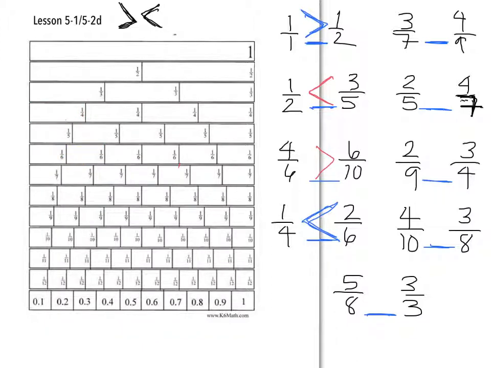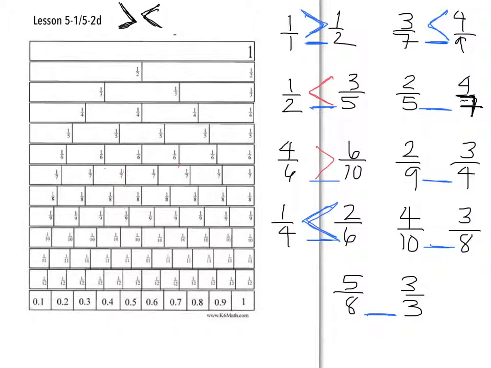Our next one looks like 3/7. So let's go with 3/7 here. Find 1, 2, 3, and then 4/9, which is going to be below it. 1, 2, 3, 4. Now this one's pretty close, boys and girls, but if you notice, the ninths is just a little bit farther, so our response is 4 ninths is greater than, or 3 sevenths is less than 4 ninths.